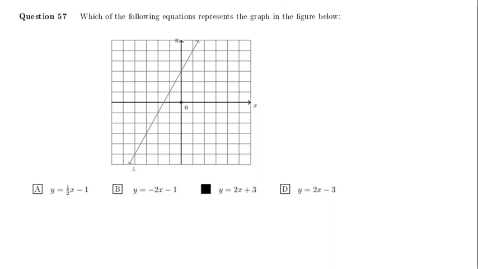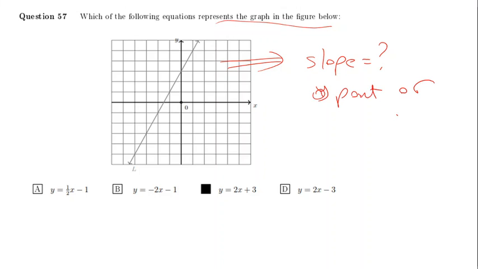Which of the following equations represents the graph in the figure below? Here we will try to read the graph. What do we need from this graph? For the equation of the line, we need the slope, and we need a point or the y-intercept. Do we know the y-intercept? Here it looks easy, the y-intercept is 3. I will not use the point because I can find the y-intercept, it's easier. The y-intercept is 3, which means when x is 0, y is equal to 3.